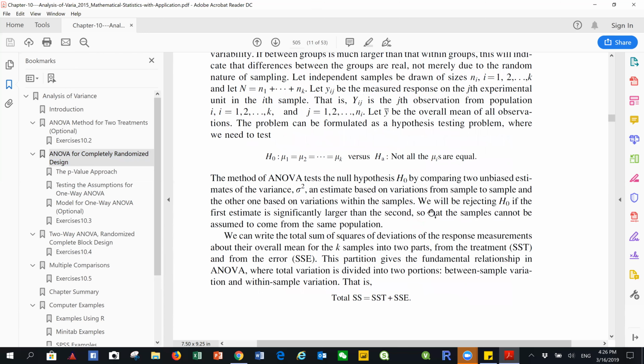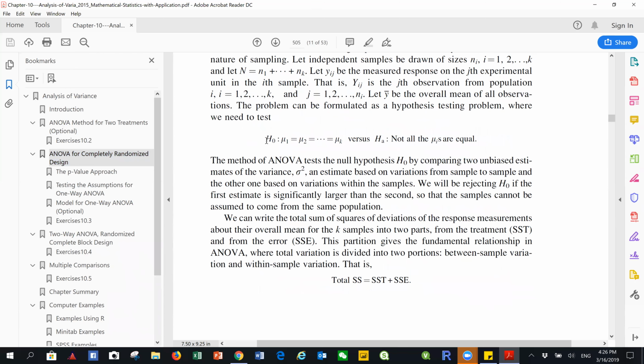All right, so as you can see, what makes it different from other weeks is that previously we only saw mu1 equal to mu2, and that's it. Here we have mu1 equal to mu2 equal to ... equal to muk, versus the alternative that not all are equal. That means at least one pair is not equal. Okay, so that's what I said.